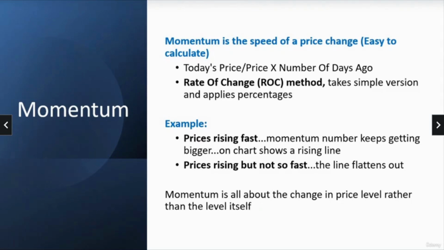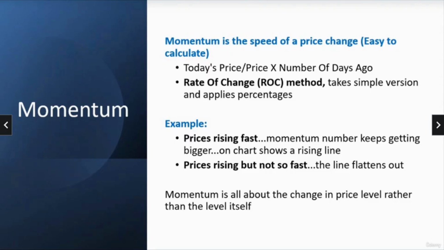It looks at today's price, what you could pay today for a security, and what that price was X number of days ago, or periods ago, hours ago, minutes ago, whatever your number of periods are. You're going to compare those two. And then it's going to look at a rate of change method, that applies simple mathematics and percentages. In fact, when you look at momentum on your platform, it might not even call it momentum, it might call it ROC, or rate of change.